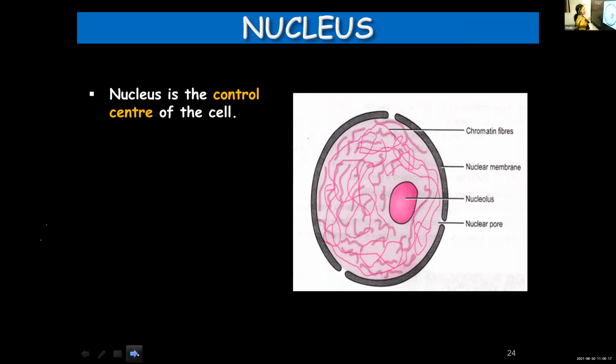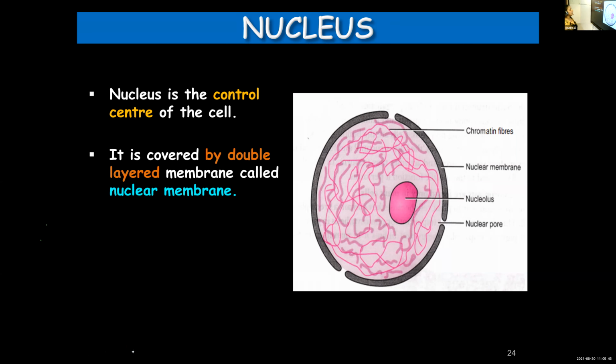Nucleus, as I already told you, is the control center of the cell. See children, here in the picture, what you're seeing is just the nucleus, an enlarged nucleus. I've not shown the cell over there, just nucleus. Don't misunderstand it for the cell. Only nucleus is displayed over here. Nucleus is the control center of the cell.